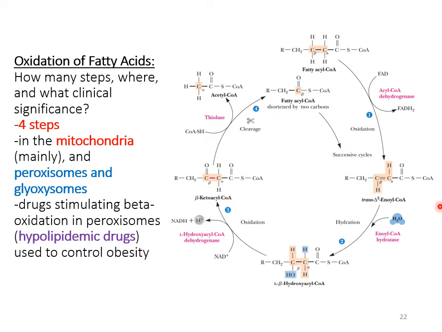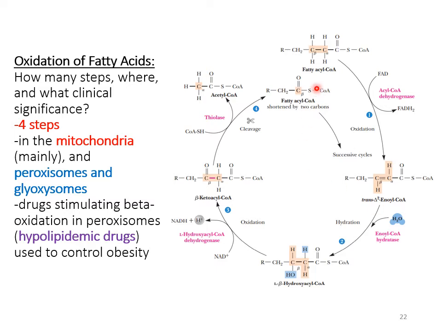And the clinical significance when you are looking at this cycle is that there's actually a category of drugs known as hypolipidemic drugs that I want you to know. When you see the term hypolipidemic drugs, when you see hypo, that means less. So you want less lipids with the function of that drug. And the reason why it's less lipids is because it is a drug used to try and control obesity. And the way that it does that is by stimulating beta oxidation in peroxisomes.